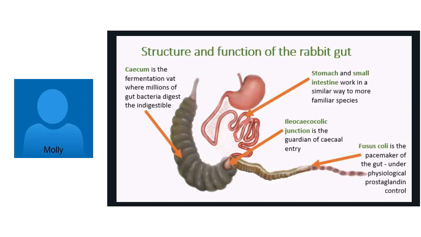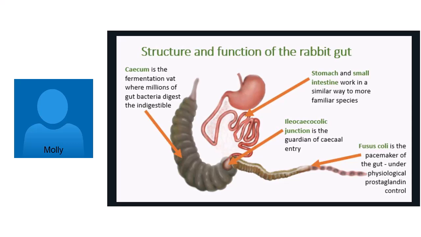Periodically, under the control of the fusus coli, which is the pacemaker of the gut, the cecum empties, and very rapidly the cecal contents pass through the proximal and distal large intestine and produce cecotrophs. And these cecotrophs are then ideally re-ingested and largely digested from the stomach and through the small intestine. And this is what gives the rabbit its relative efficiency of ability to digest its poor diet.